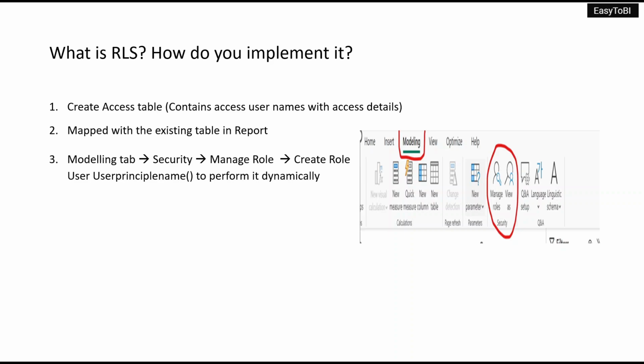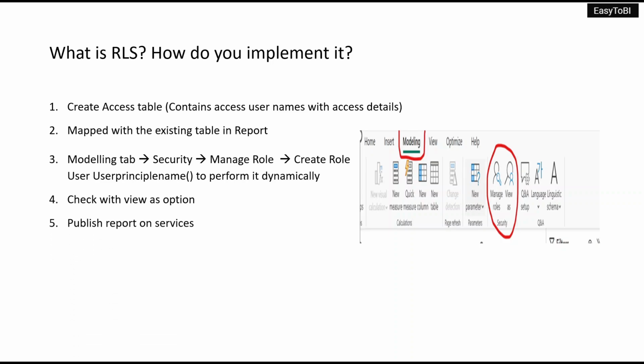But if you want to create it dynamically, then definitely go ahead with USERPRINCIPALNAME. What USERPRINCIPALNAME will do is read the user details or the user ID, compare it with your email address, and provide a role. On the basis of the relationship, it will filter the data and show it in Power BI. If you want to check that at desktop level, go ahead with the View As option, which is available in the Modeling Security section, and check it.